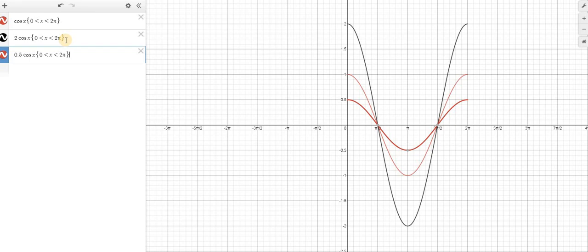So the coefficient here, the amplitude, basically defines vertical stretch or vertical compression. If it's greater than 1, we have vertical stretch. If it's less than 1, we have vertical compression. So that's the concept of vertical stretch and vertical compression.